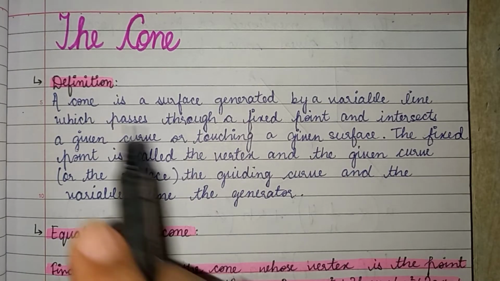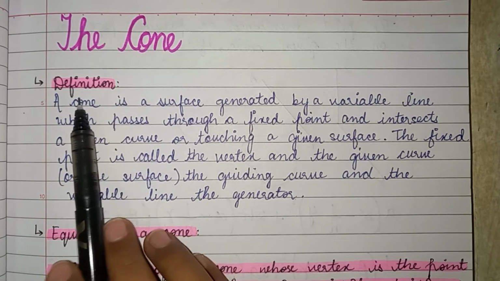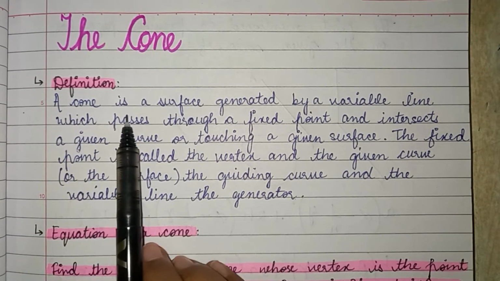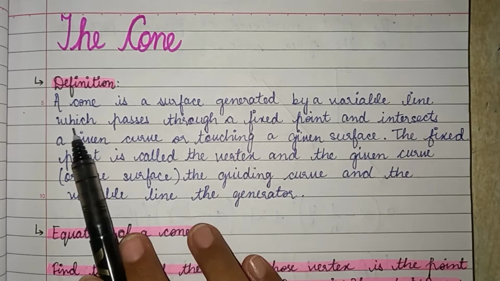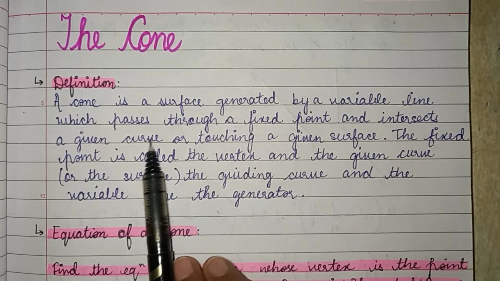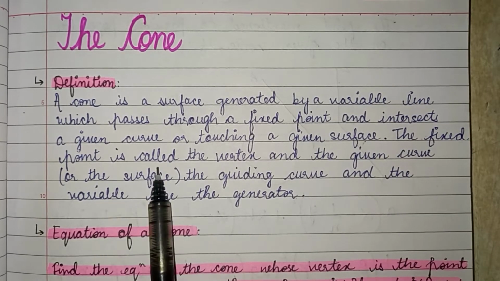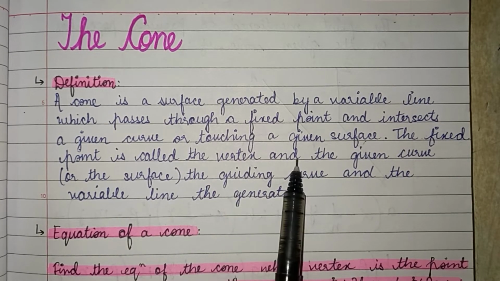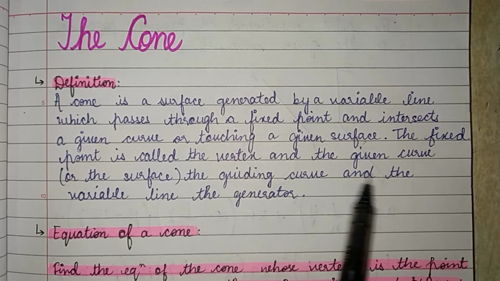Now coming to the cone section. Now we will again see here what is the definition of a cone. A cone is a surface generated by a variable line which passes through a fixed point and intersects a given curve or touches a given surface. The fixed point is called the vertex, the given curve or the surface is the guiding curve, and the variable line is the generator.